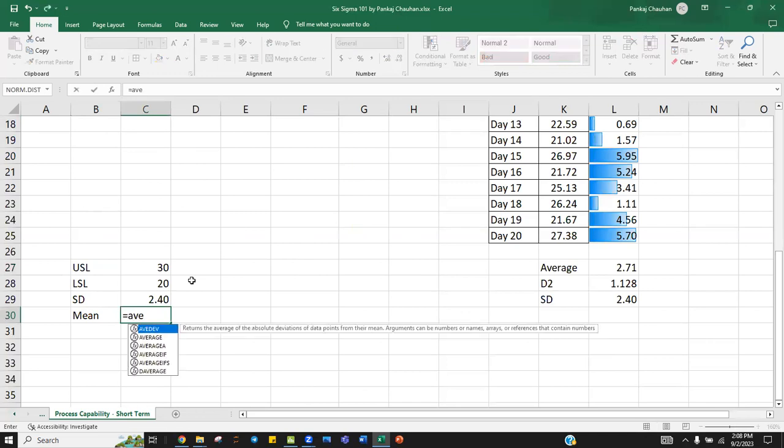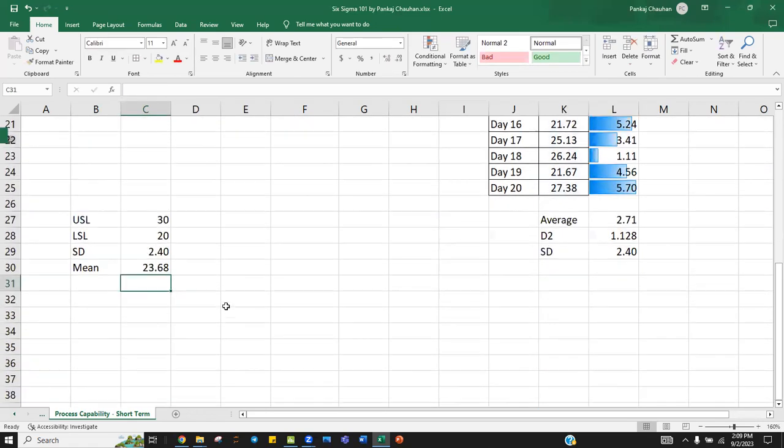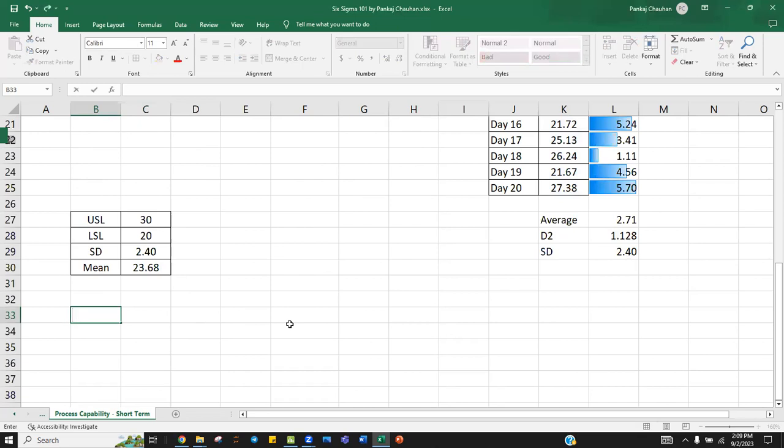And the average value, we can take the average of this temperature data, and the average temperature my air conditioner was maintaining is around 23.68. Basic values I got all. Now if I start calculating the CP value, CP is equal to upper specification limit minus lower specification limit divided by 6 times the standard deviation, which is 2.40. Here I got my process capability 0.69.